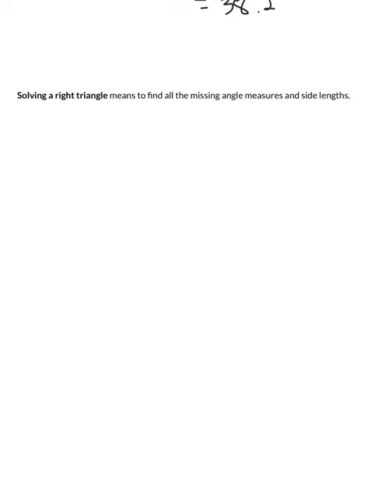When you are told to solve a right triangle, what that means is that you need to find all of the missing angles and any missing side lengths.